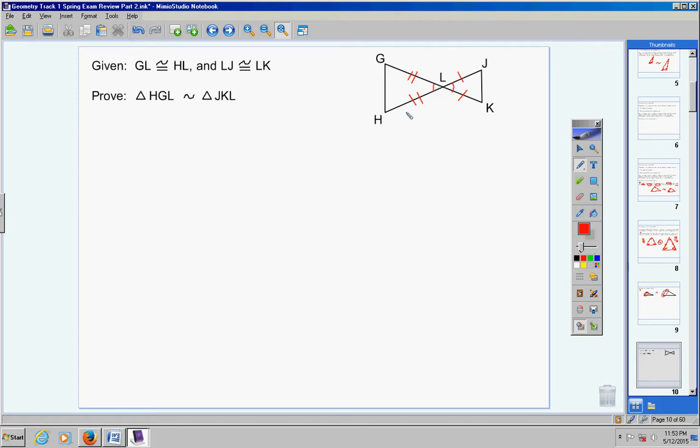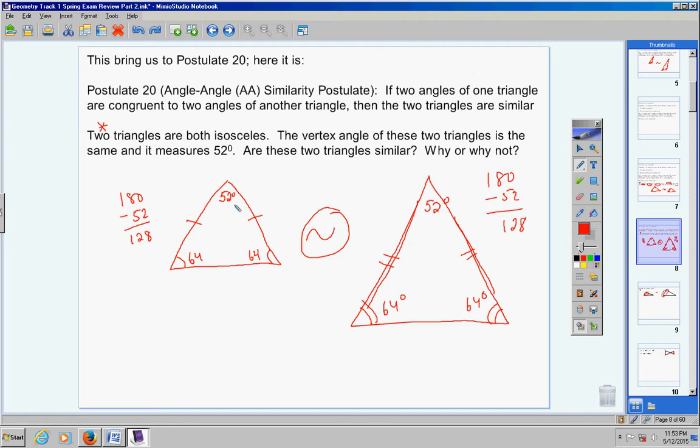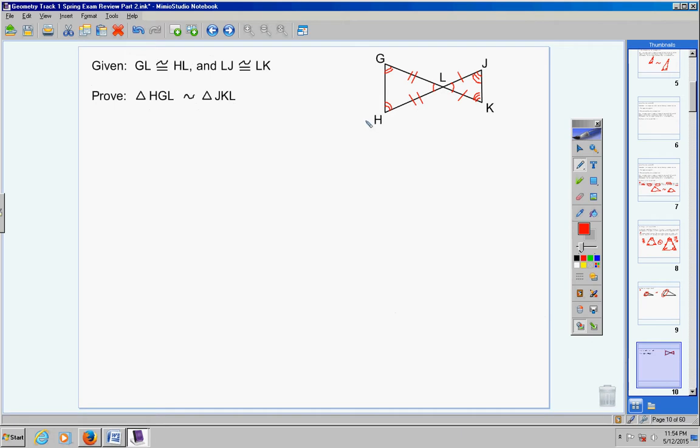Now, once I state that, I can also state this angle here is congruent to this angle here, because if two sides are congruent, their opposite angles are congruent. And I can easily state that this angle here is congruent to this angle here, because if two sides of a triangle are congruent, their opposite angles are congruent. And then from there, just like we did back here, when we had one congruent angle here, and then opposite sides congruent, we can very easily state that these two triangles are similar by the angle postulate, okay?